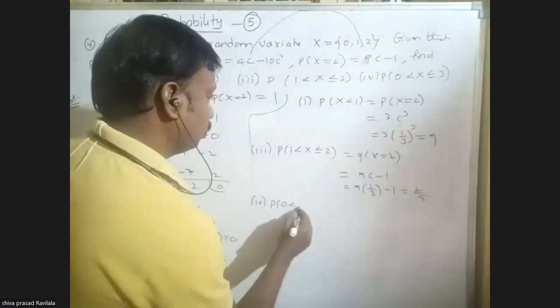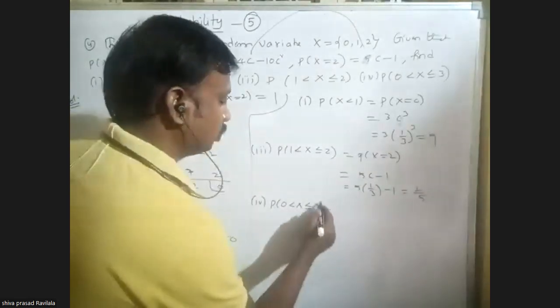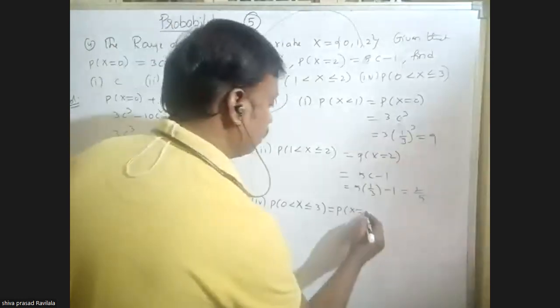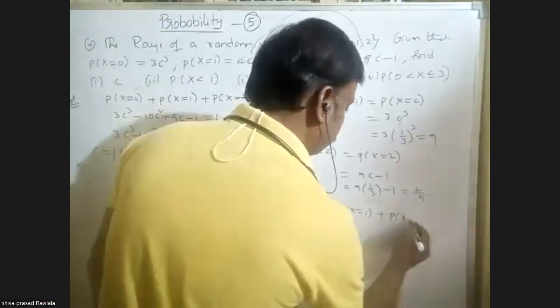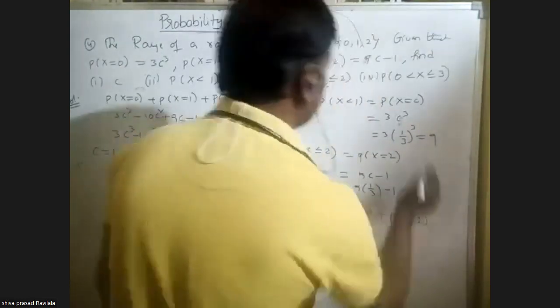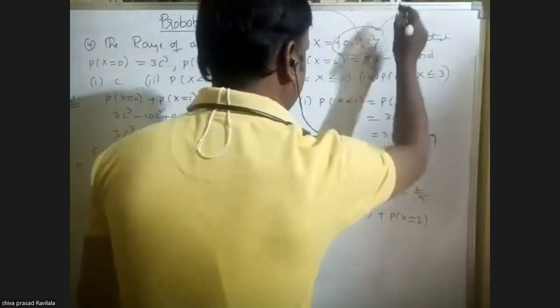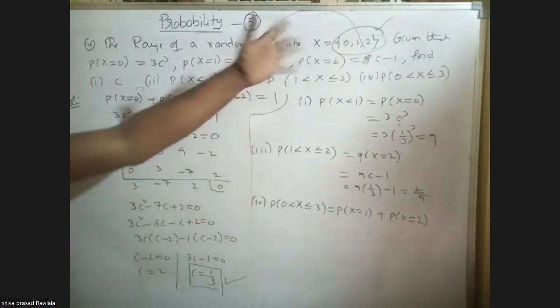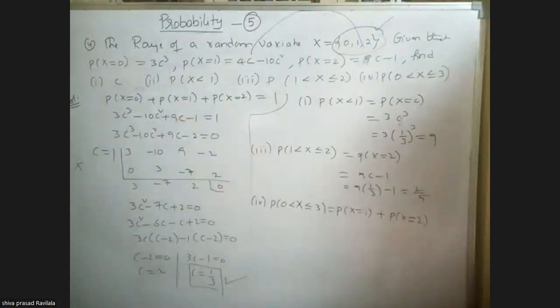Probability of 0 less than x less than or equal to 3. That is probability of x is equal to 1 plus probability of x is equal to 3. Okay, you can write x is equal to 3, but x is equal to 3 is not in the range. That's why we take only 1 and 2. X is equal to 1 value, 4c minus 10c square. X is equal to 2 value, 5c minus 4. That's it.